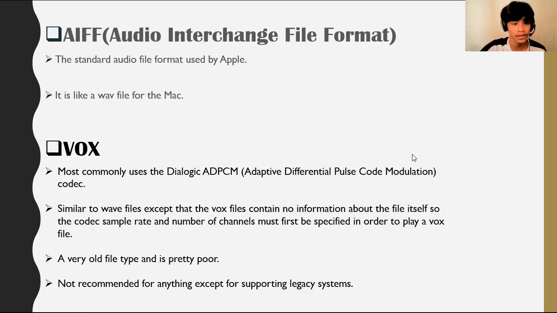VOX. It commonly uses the Dialogic ADPCM or adaptive differential pulse code modulation codec, similar to WAV files except that VOX files contain no information about the file itself. So the codec, sample rate, and number of channels must first be specified in order to play a VOX file. It is a very old file type and it is pretty poor. Not recommended for anything except for supporting legacy systems.